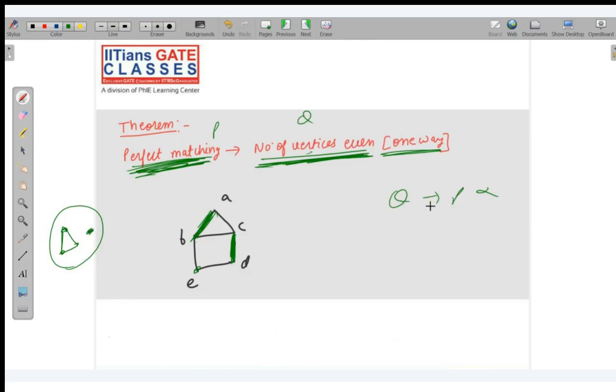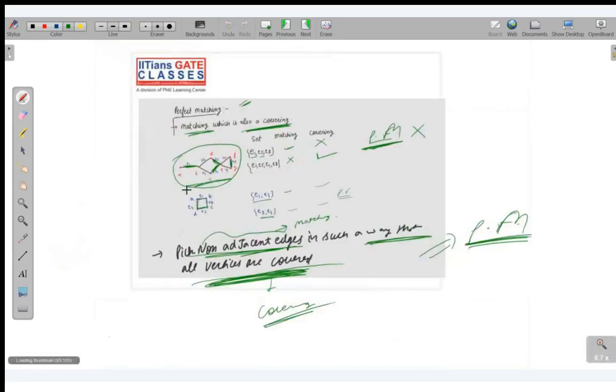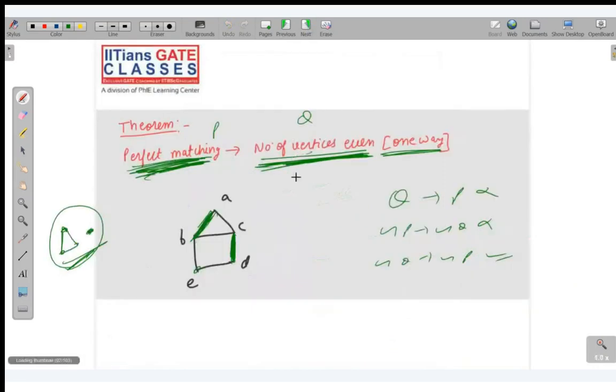So Q implies P is wrong. Converse is wrong. Okay, inverse, not P implies not Q, clearly it is wrong. Same example you can take. Okay, not Q implies not P, that is true because it is the contrapositive. If the number of vertices is odd, then there will be no perfect matching. That is what exactly we have. I have told you here that there will be no perfect matching because the number of vertices is odd. So for this theorem I have taken the contrapositive version.